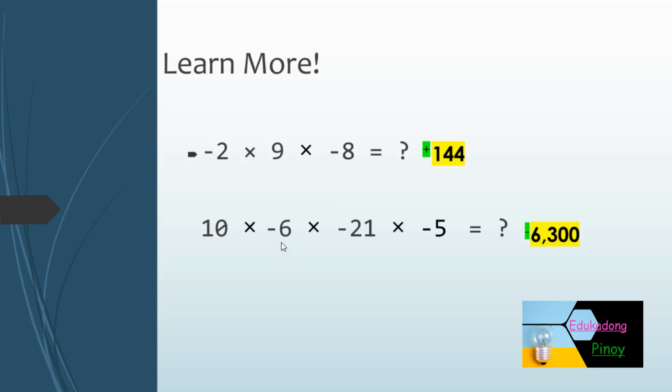Kung napansin nyo naman dito, tatlo yung negative natin. Meron tayong negative 6, negative 21, and negative 5. So, negative times negative, positive times negative, ang final answer natin ay negative pa rin. So, basta odd number, pwedeng 1, 3, 5, 7, or so, yung bilang ng mga negative sa equation, ang magiging final answer ay negative pa rin.